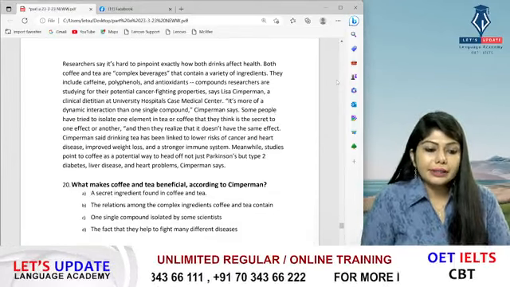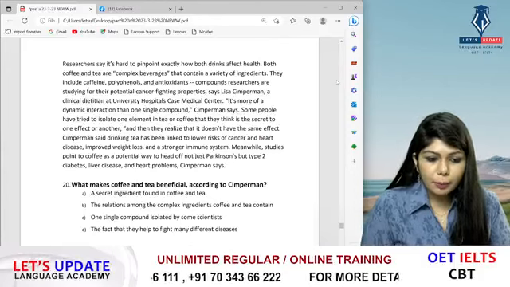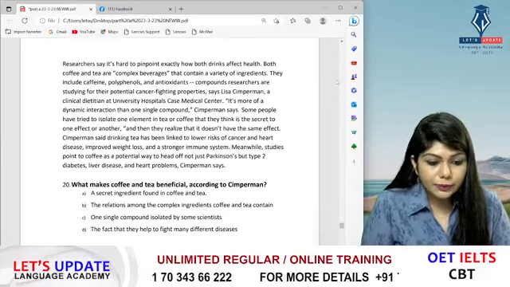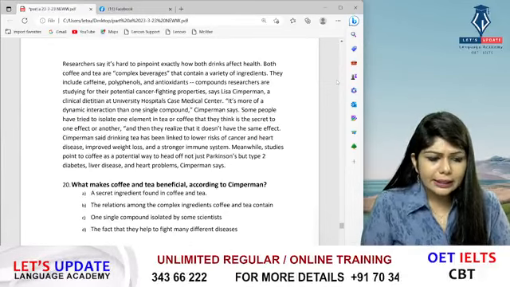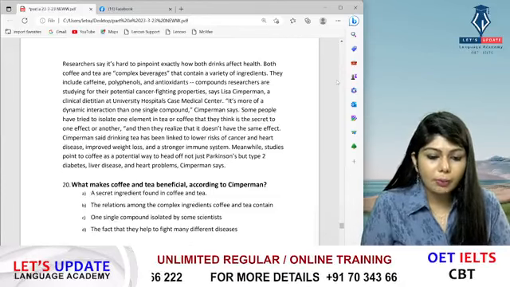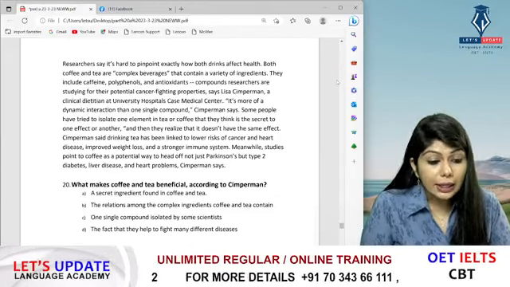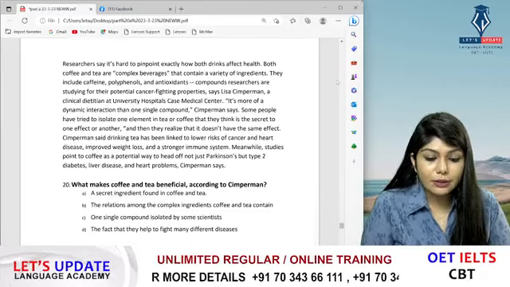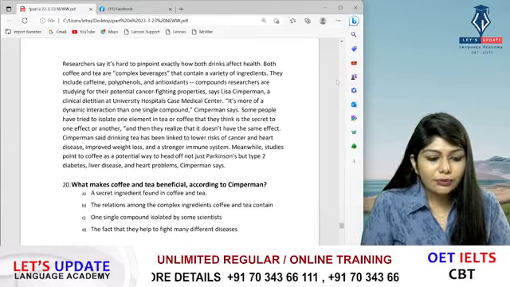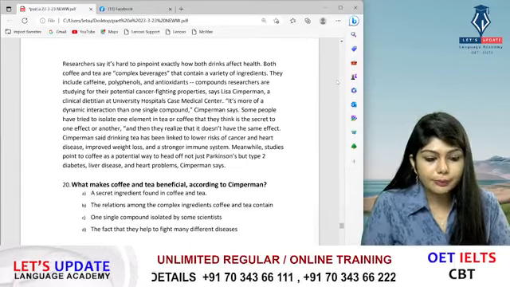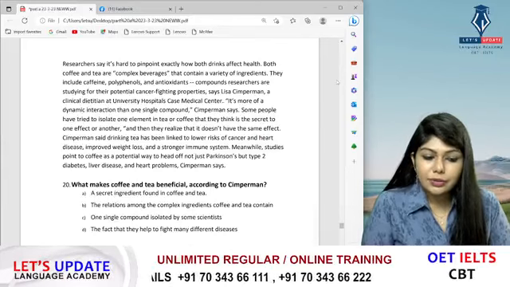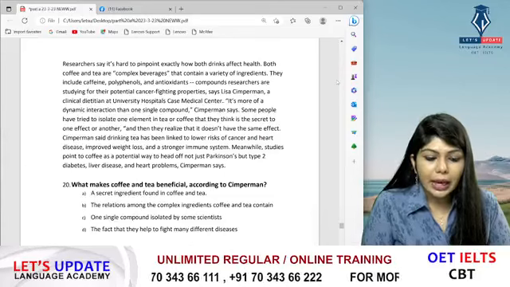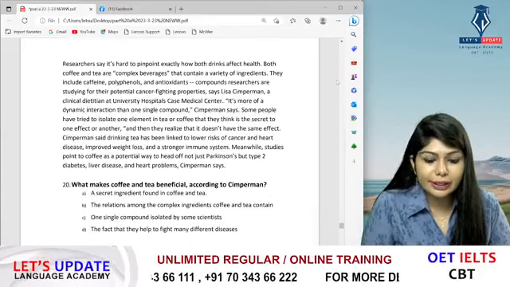So I'll read this paragraph. Researchers say it's hard to pinpoint exactly how both drinks affect health. Both coffee and tea are complex beverages that contain a variety of ingredients. They include caffeine, polyphenols, and antioxidants, compounds researchers are studying for their potential cancer fighting properties, says Lisa Simperman, a clinical dietitian at University Hospital's Case Medical Center. It's more of a dynamic interaction than one single compound. Simperman says some people have tried to isolate one element in tea or coffee that they think is the secret to one effect or another, and then they realize that it doesn't have the same effect.